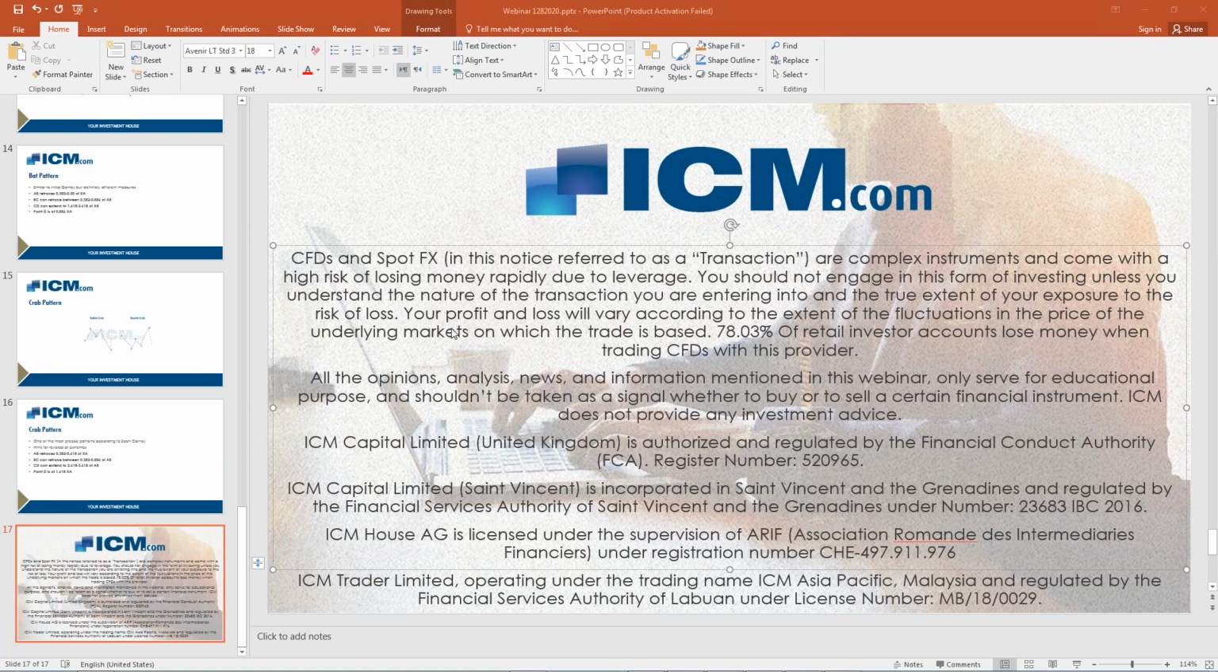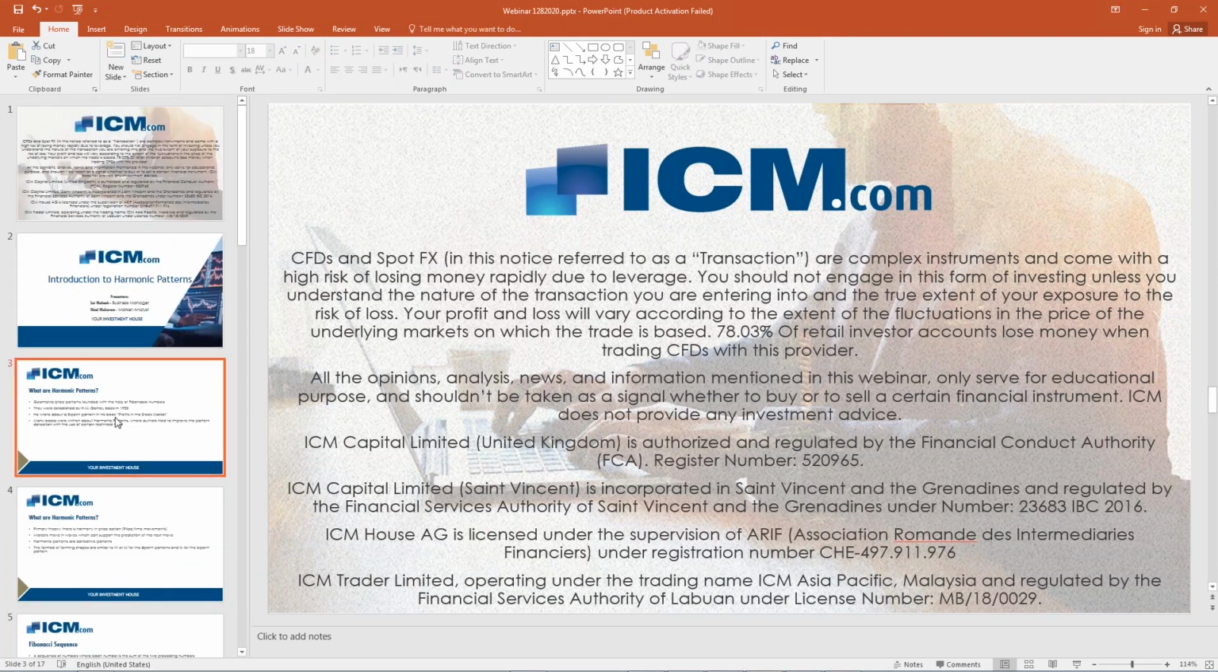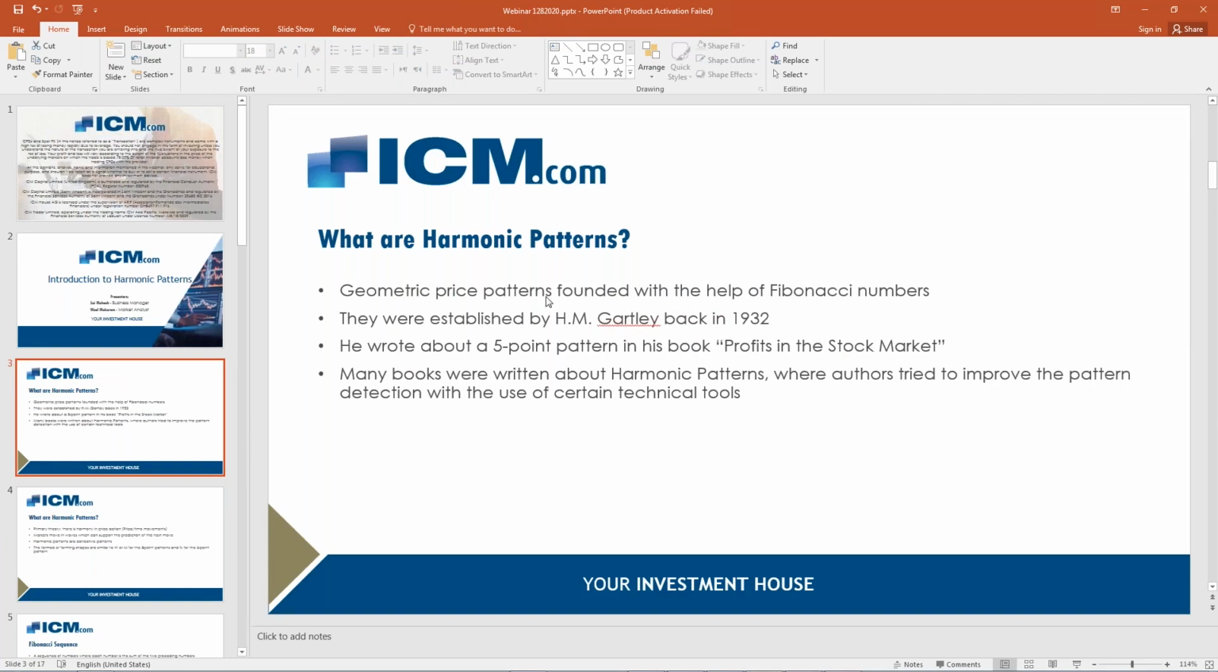Okay, so for anyone who just missed the first four pages, it was just the basics of harmonic patterns, how they were found. They were found by H.M. Gartley back in 1932. He mentioned a five-point pattern in his book Profits in the Stock Market, and then Scott Carney added to the Fibonacci levels in order to detect more precise patterns. So this is all about it.